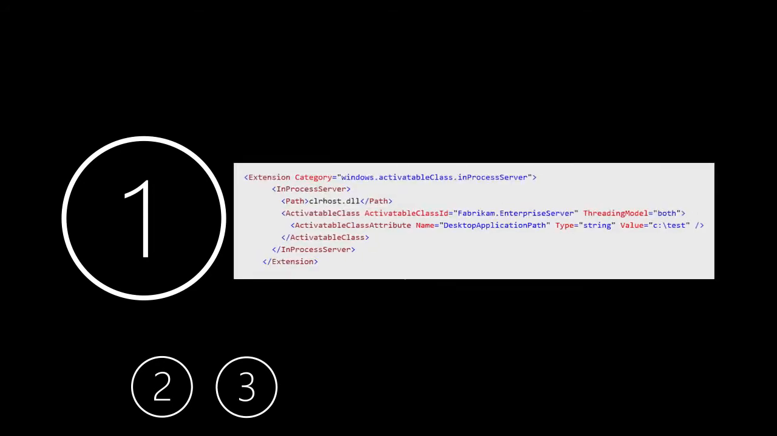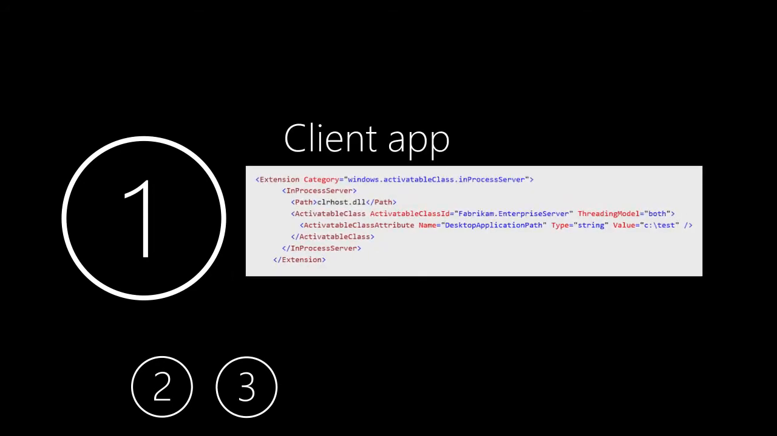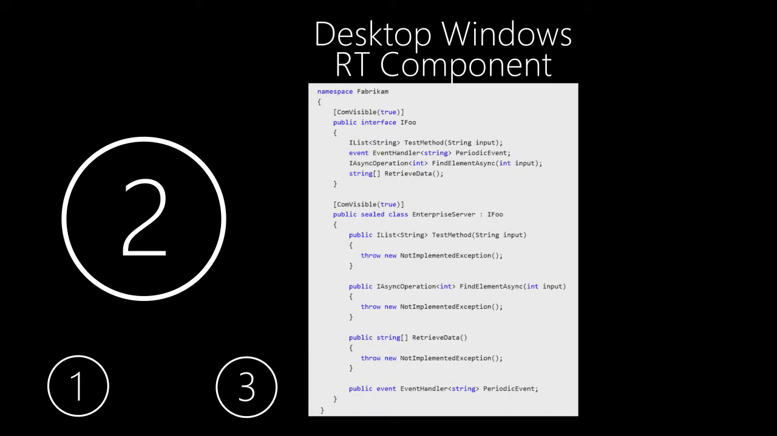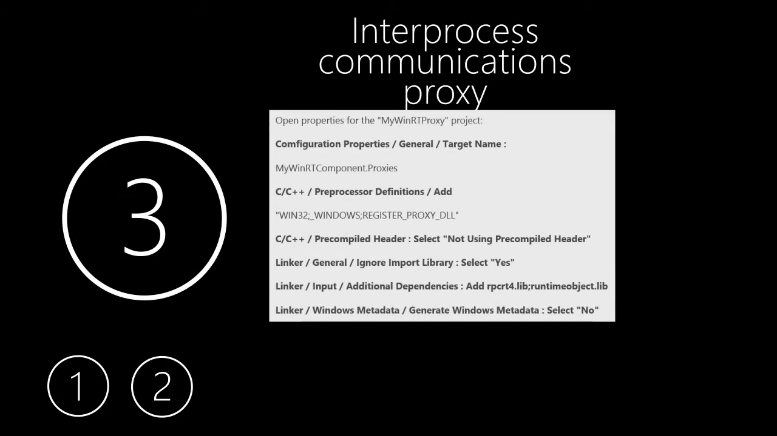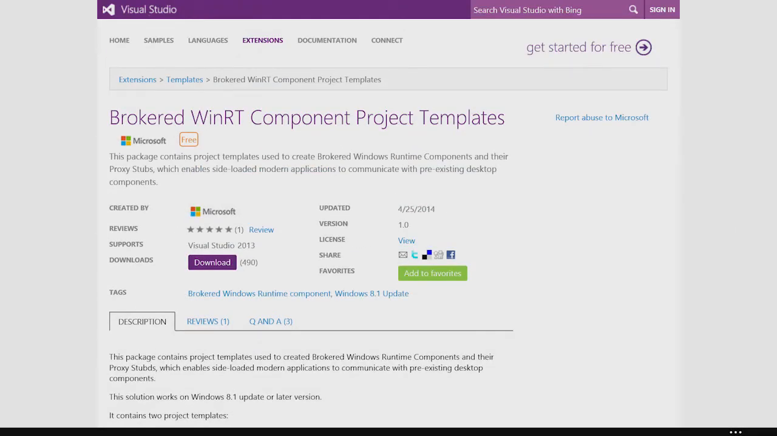1. A client app, written like any other Windows Store app. This app will be sideloaded, not distributed through the App Store. 2. A desktop Windows RT component, must be written in C#, targeting .NET 4.5 for Windows 8.1 and built for 32-bit. It is free to access any existing desktop Windows API or component. 3. The inter-process communication proxy between Store app and desktop. This component can be generated from the desktop component using SDK tools. If you use the project template we provided, the generation of the proxy is automatic.